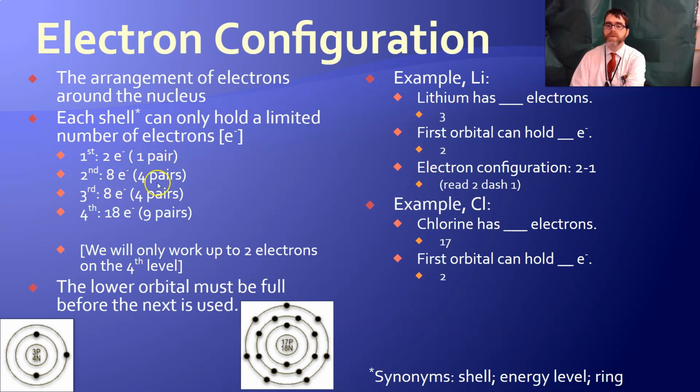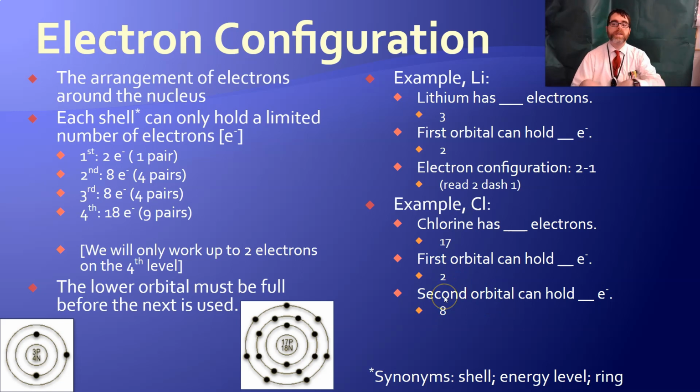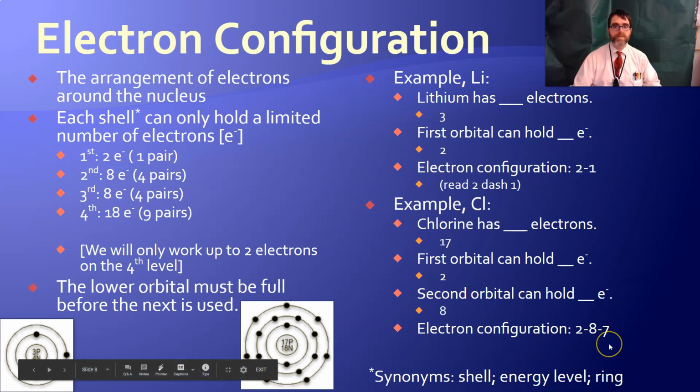The next energy level can hold 4 pairs of electrons, or 8 total. And so by the time we put 2 and 8 in, we've put 10 electrons in, which leaves us with 7 more left. That's not going to fill up the third energy level, so at this point we're ready to write our electron configuration, and it's going to come out to be 2-8-7 for the remainder. And so that is chlorine's electron configuration.